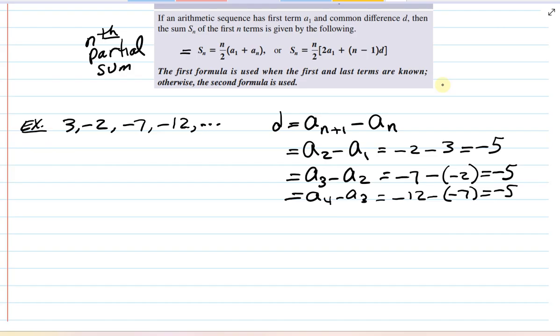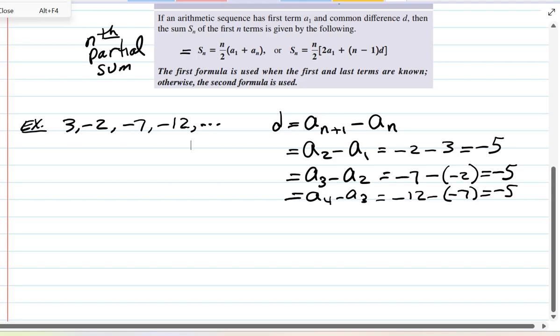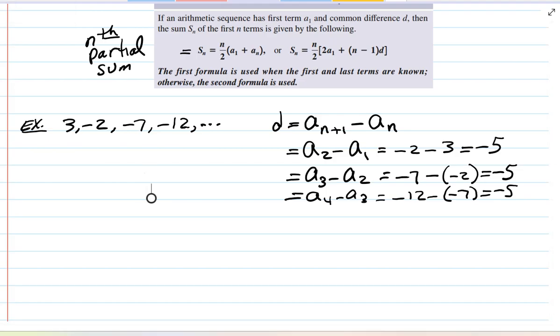This isn't a formal proof, by the way, that the sequence is arithmetic, but for what I want to do here, it suffices. Now, the common difference I already found. The common difference is going to be -5. Again, any two consecutive, meaning back-to-back, terms could be used for this.